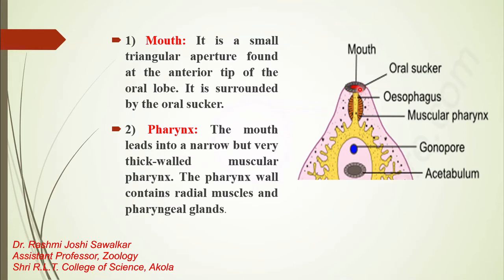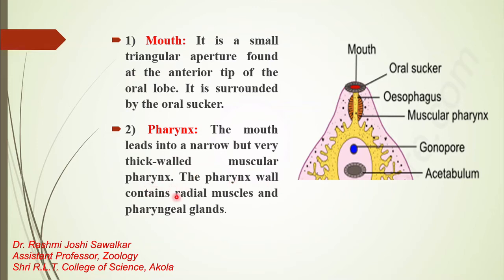Now, the second part of the digestive system is the pharynx. Friends, as the food enters the mouth, it is propelled into the pharynx. This black structure, with orange strips, is the muscular pharynx, and the narrow tube inside is the esophagus. So the mouth leads into a narrow but very thick-walled muscular pharynx.